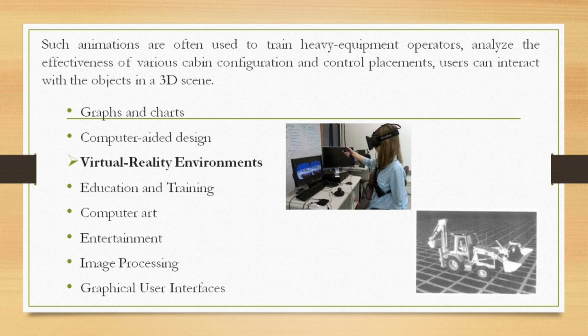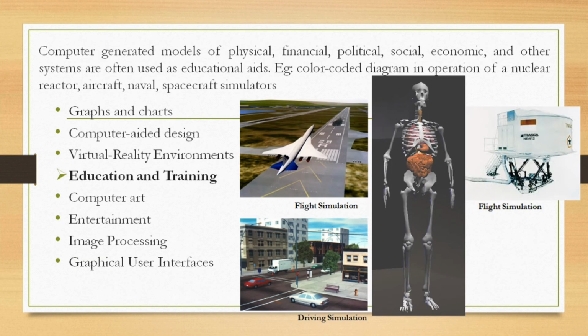The next we have is education and training. Computer generated models of physical, financial, political, social, economic and other systems are often used as educational aids. So these computer generated models of physical, financial or political systems will help us as educational aids. For example, a color coded diagram of the operation of a nuclear reactor. If you want to know the working of a nuclear reactor, you can create a color coded diagram, and we will come to know how a nuclear reactor works.